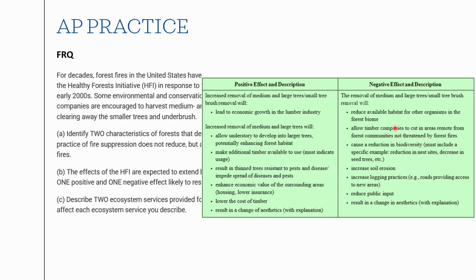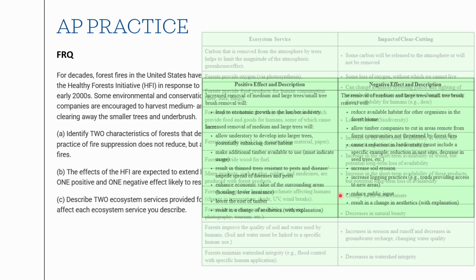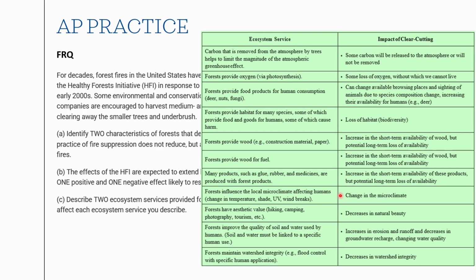Now, negative effects is that it could reduce available habitat, right? It could allow timber companies to cut in areas remote from forest communities, right? And it could cause reduction in biodiversity, a number of other things, soil erosion. So all of these things that we kind of talked about, and a few additional things. Now, part C was to look at two ecosystem services and how they would be impacted by clear cutting.